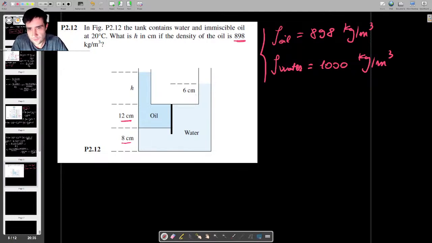And then we know that on the right hand side, the water goes up from the tank into the tube by an amount of 6 centimeters, and then we don't know what this is. So how do we figure that out? Well, as before, I would just apply the same principle, which is just draw your horizontal line and that's basically it. So I'm gonna draw my horizontal line here, like this, and I'm gonna call this point 1, and I'm gonna call this point 2.